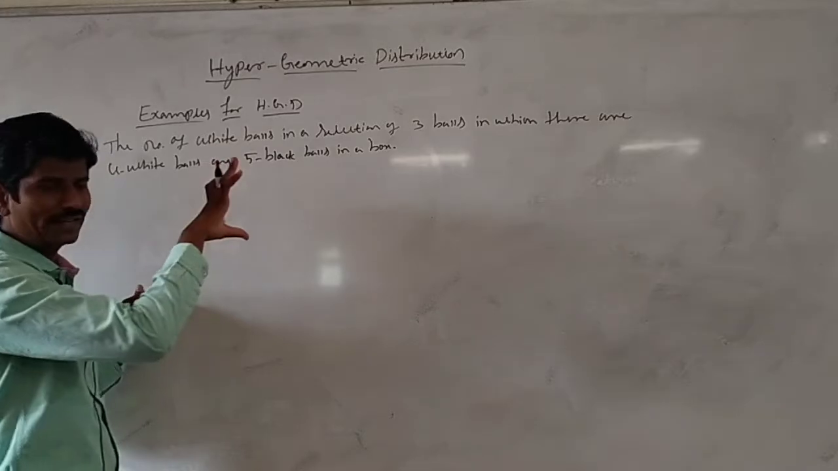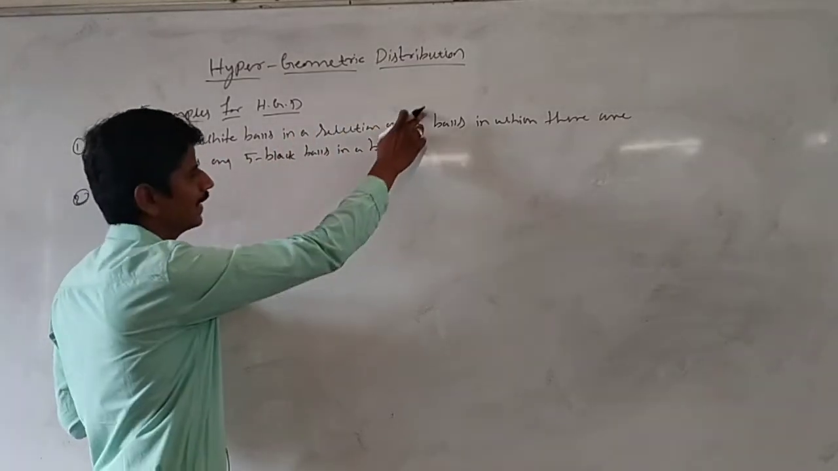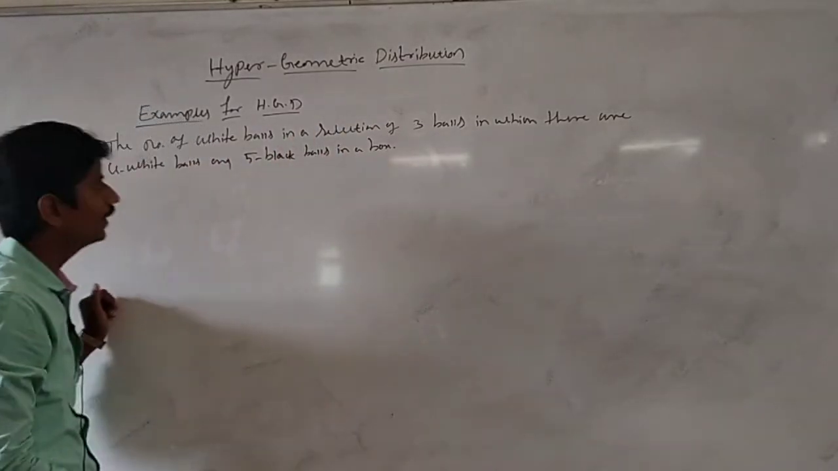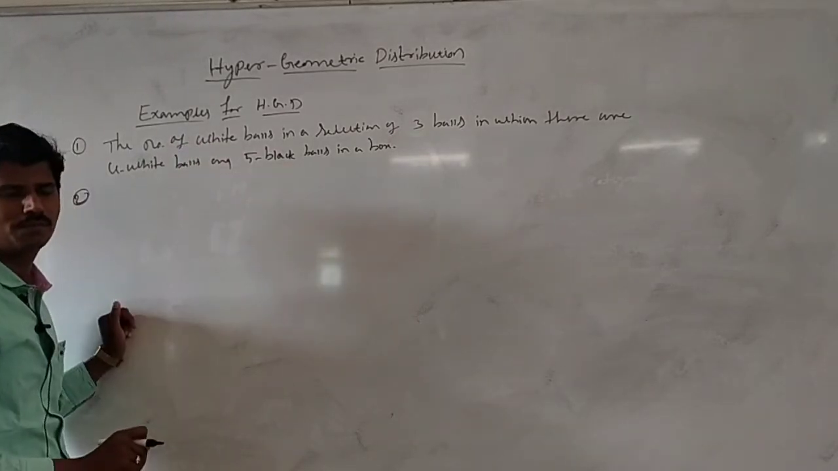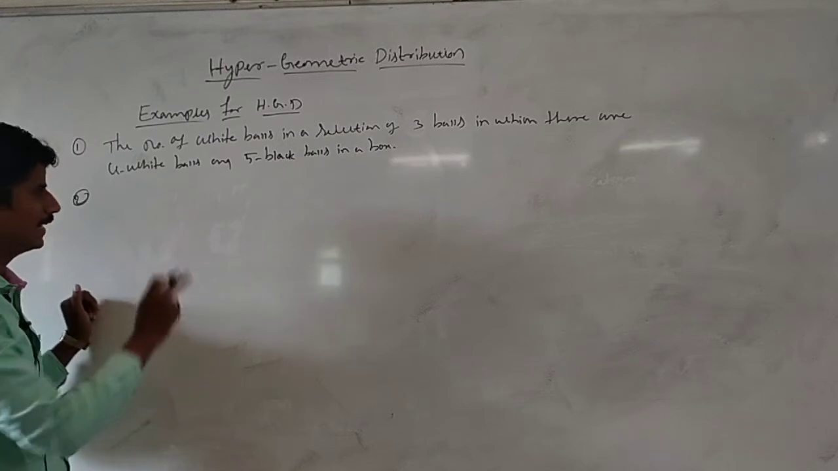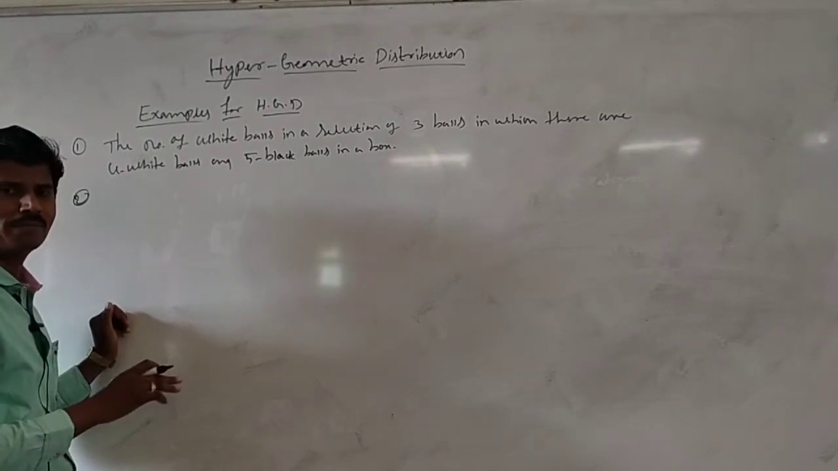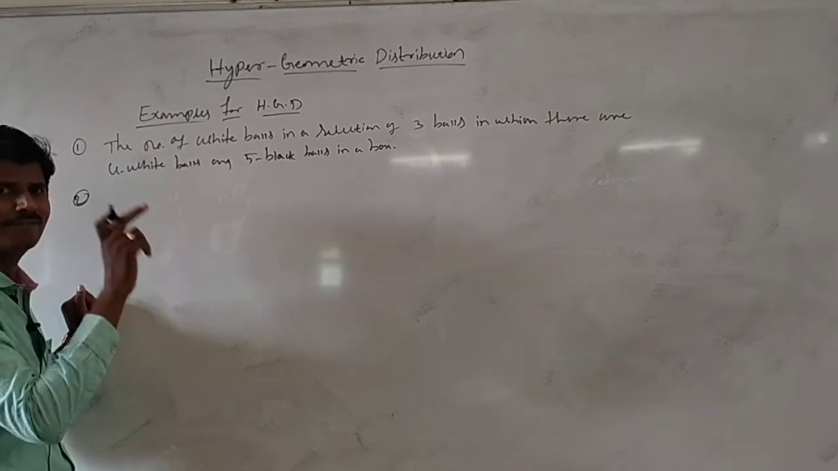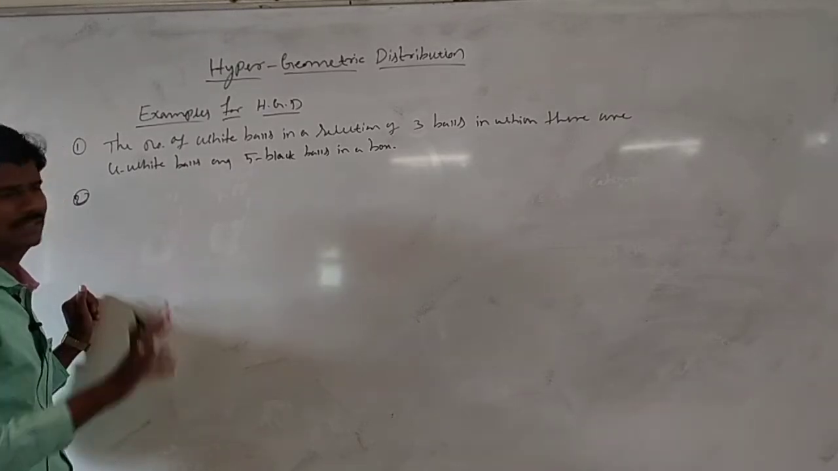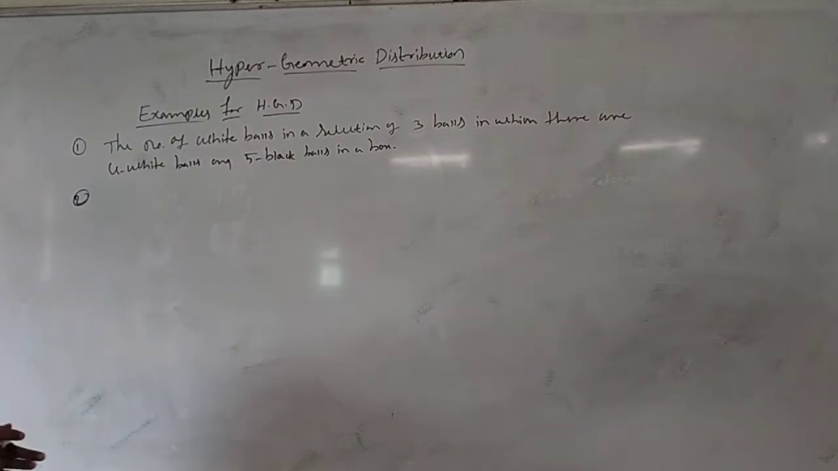Out of these, 3 balls are randomly drawn. Here n equal to 3. We have to find the probability of white balls. For that you have to apply the PMF formula, that is aCx into bC(n minus x) divided by (a plus b)Cn. Okay, this is the first example.